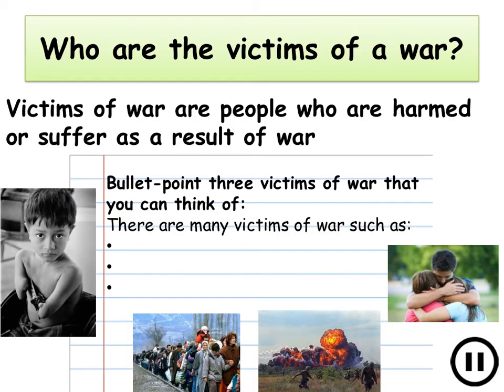The last thing we need to look at are who the victims of war are and whether they should be helped or not. The first thing that I want you to think about is what a victim of war is. It's people who are harmed and suffer as a result of war. On the screen there are a few pictures of different groups of people or different things that could be considered to be victims of war. On your sheet of paper, write down "there are many victims of war, such as," and use the pictures and your own ideas to list as many different victims of war as you can.